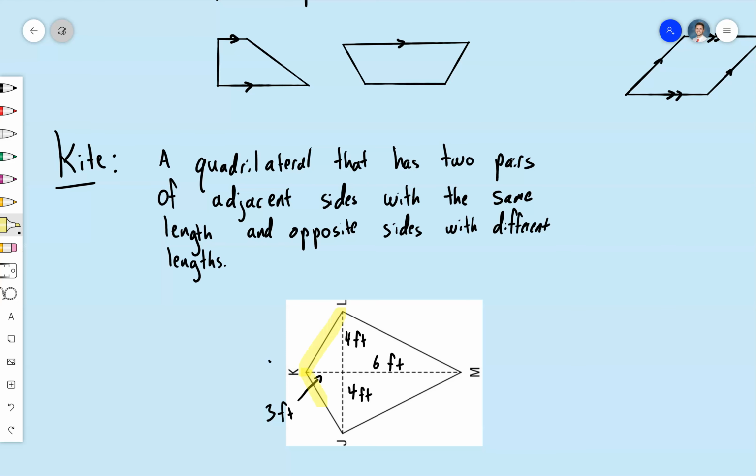Right? They are adjacent, meaning next to each other, and they have the same length. Whereas you can see the opposite sides, if we go back and draw this again, right? This pink side here, its opposite over here in yellow is not the same length. So that's a kite. Now, we can look at finding the area of a kite just by decomposing it, which means to break it down.